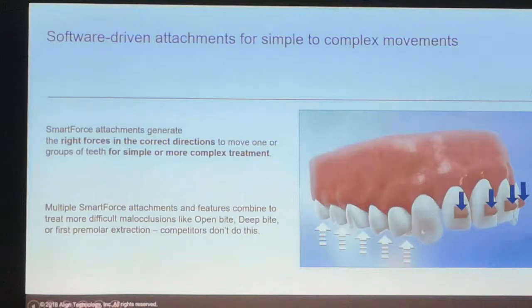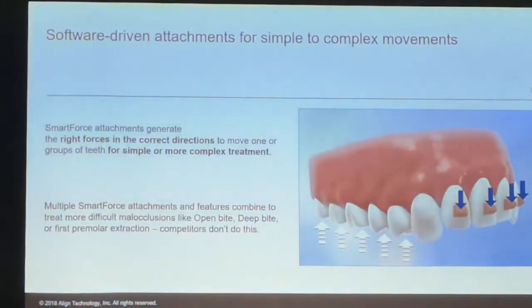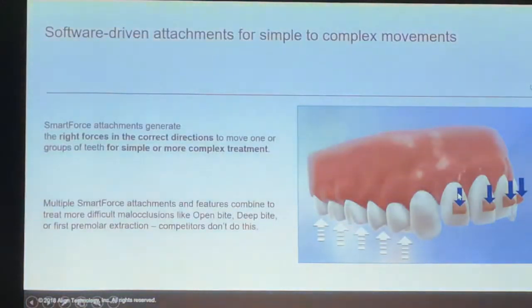This picture shows an anterior open bite case, where you would need to extrude the anterior teeth. In order to achieve that movement, the company knows that you need to have some attachments on the incisors. So it would create the force to push from gingival to incisal in order to extrude the incisors and then close the anterior open bite.